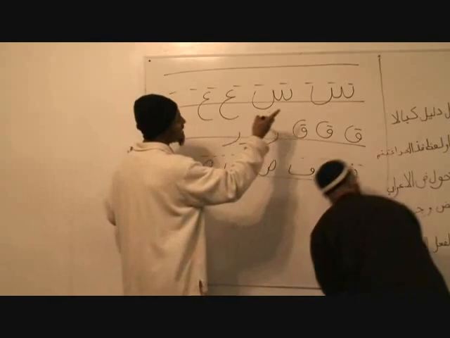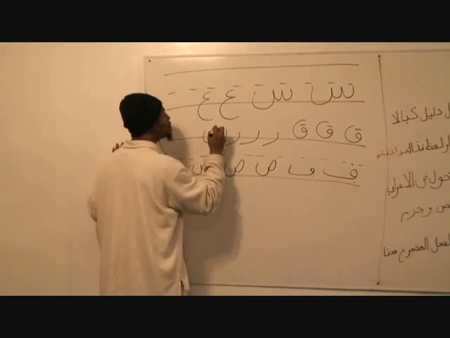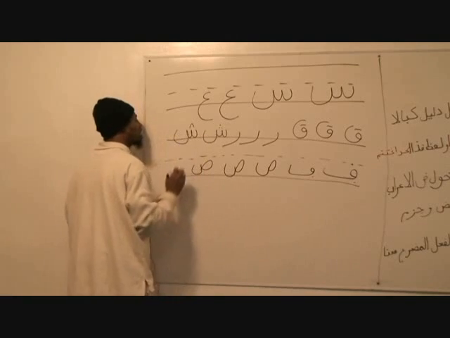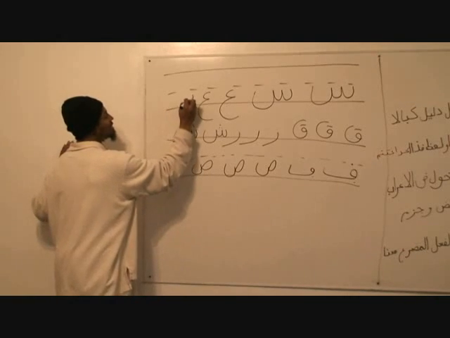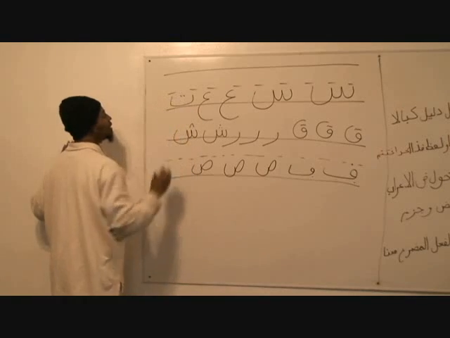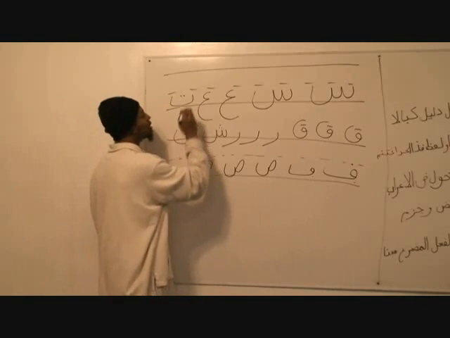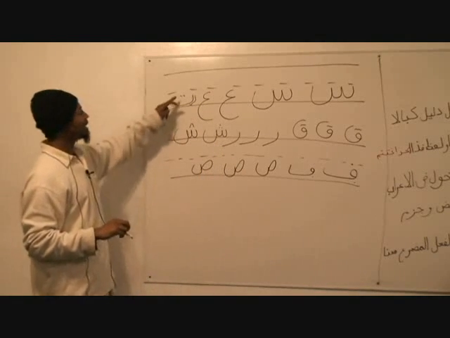Sheen is just like seen. Watch. Starts on the line, goes down, and then you put 3 dots on it. 1, 2, big spot, 3. Sheen. And ta, watch ta. Ta is easy. 1 stroke. Well, it's actually 2 strokes.